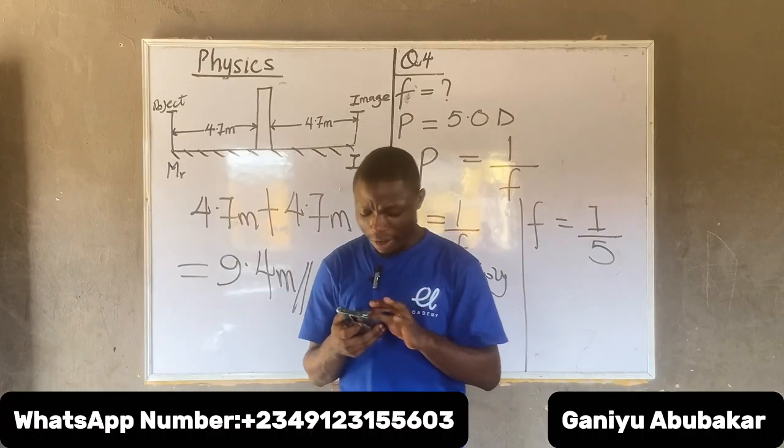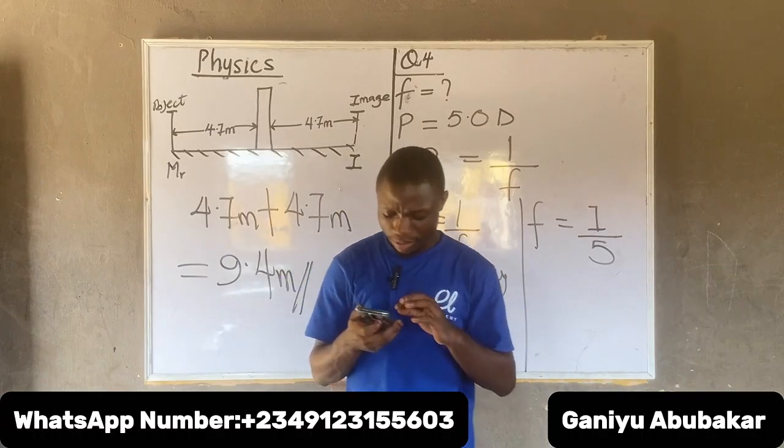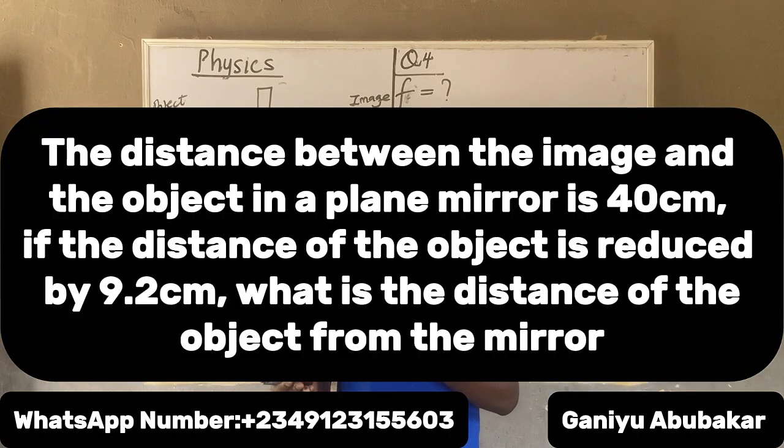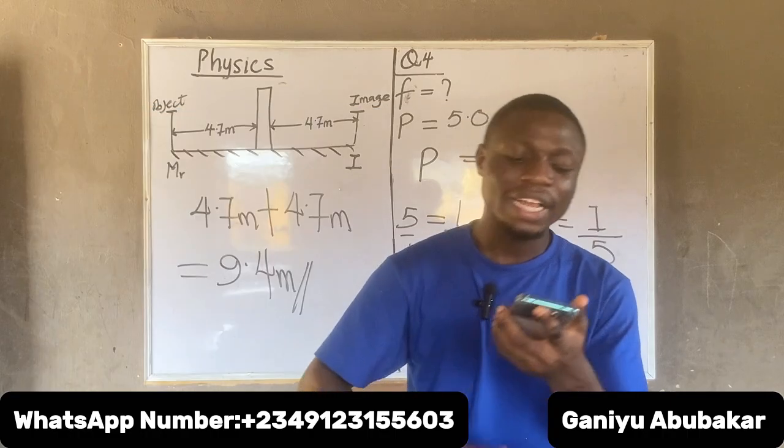Let's do question 5. It says the distance between the image and the object in a plane mirror is 40 cm. If the distance of the object is reduced by 9.2 cm, what is the distance of the object from the mirror? This is similar to question 3. We have to draw our diagram to explain this. Listen to this place.